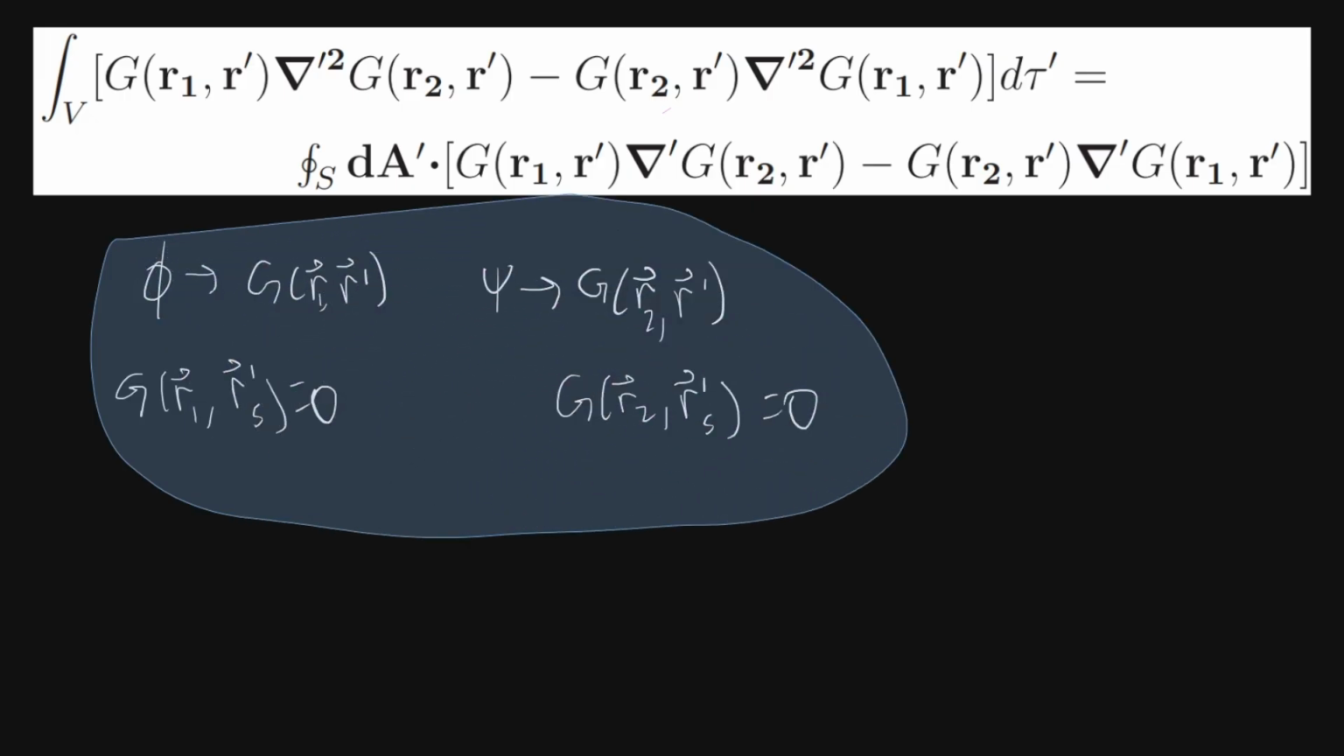And so what we can say in this equation is that if G on the surface is 0, this goes to 0, and this goes to 0. So if we have Dirichlet boundary conditions, these both go to 0, and then what we're left with is this whole surface integral going to 0, and then you're only left with the volume integral. And then if we have Neumann boundary conditions, this will go to 0, and this will go to 0. And then again, this whole surface integral goes to 0, and you're only left with the volume integral.